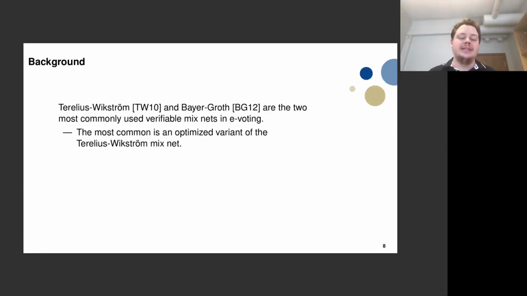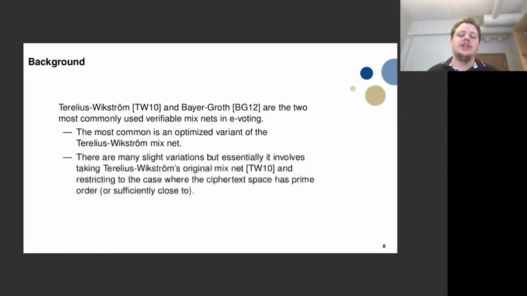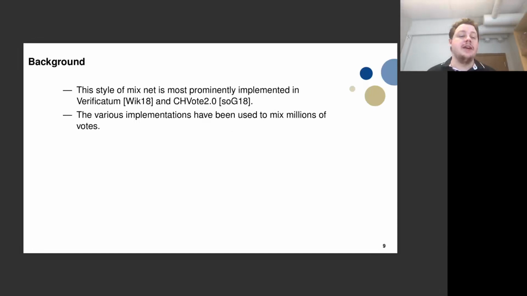The two most common mixnets for electronic voting are Terelius-Wikström and Bayer-Groth. In fact, the most common is the optimized variant of Terelius-Wikström. The Bayer-Groth one is really only being pushed by one significant vendor. There are many slight variants, but essentially the optimized variant of the Terelius-Wikström mixnet works by taking the original mixnet and restricting it to the case where the ciphertext space has prime order or sufficiently close to prime order. This style of mixnet is prominently implemented in Verificatum, which has been used in several national elections, and in the CHVote 2 system, which was designed for use in Swiss national elections. The various implementations have been used to mix millions of ballots in national and lower tier elections.